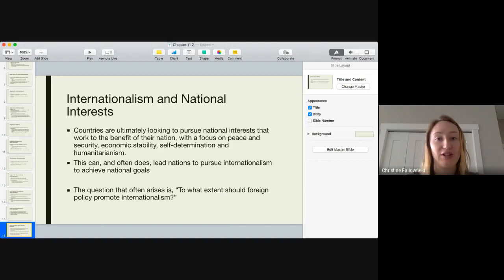How much internationalism do we need to engage with to meet our national interest? Most nations are looking out for themselves first, and occasionally they will pursue internationalism to reach that. The extent is, do we pursue a small amount of internationalism? Do we pursue more internationalism than nationalism and hope that it trickles down and meets our needs? These are the questions that governments and officials and representatives and citizens are asking themselves.